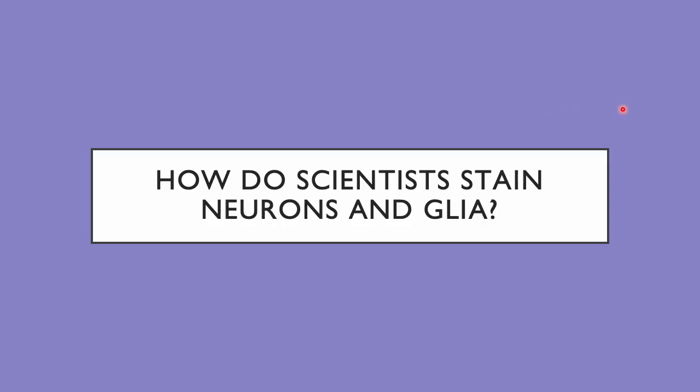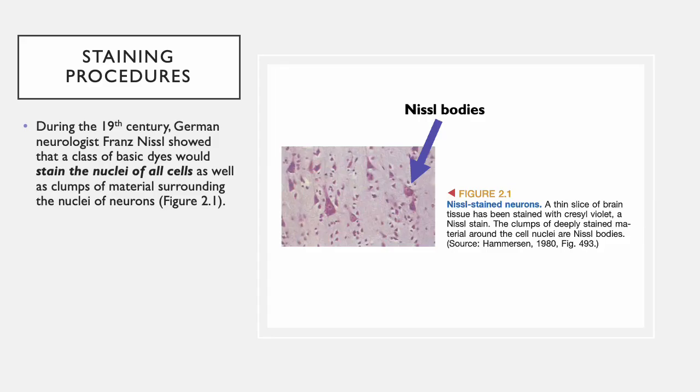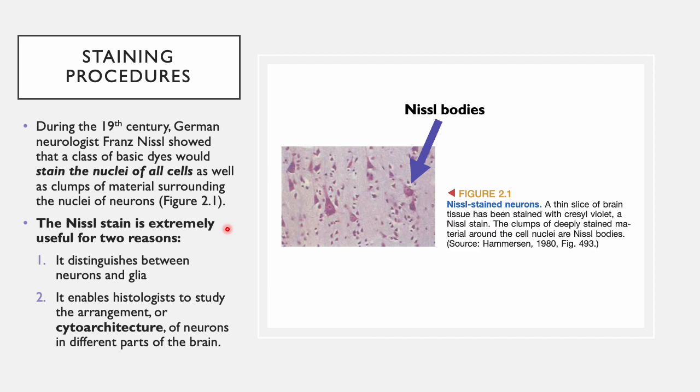So, how do scientists stain neurons and glial cells? The first stain was invented in the 19th century by Franz Nissl. This was known as the Nissl stain. And Nissl bodies were actually clumps of nuclei of the cell structure. So this invention was important for two reasons.